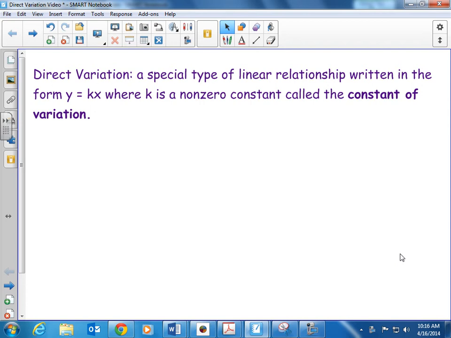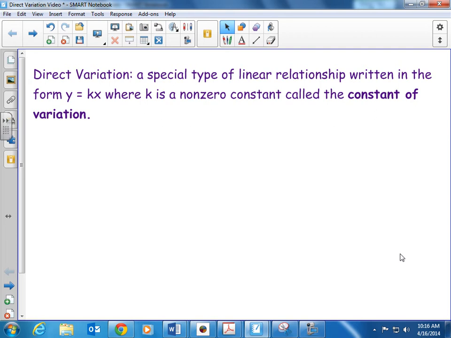So it's kind of like y equals mx plus b, except the m is a k and there's no plus b. Specifically, the k cannot be 0, so it's going to be a number that's not 0. And the k has a special name, and it is called the constant of variation. So in y equals mx plus b, the m is the slope. Here, in a direct variation situation, the k is called the constant of variation.